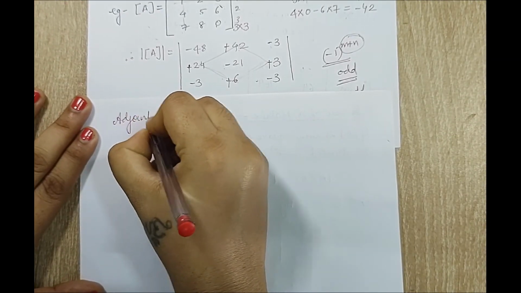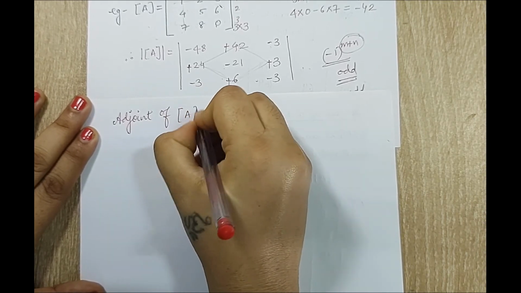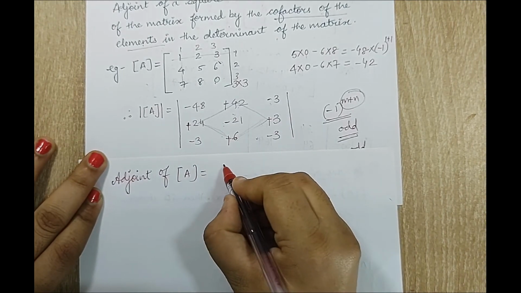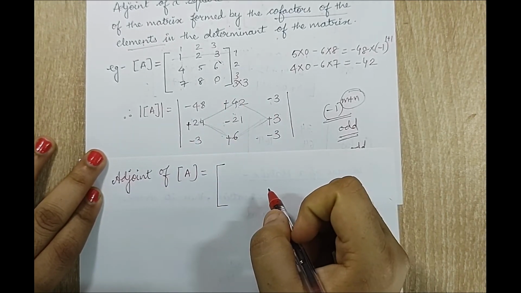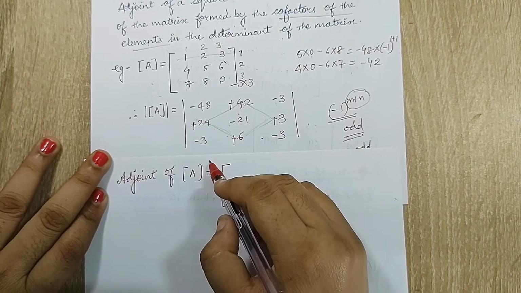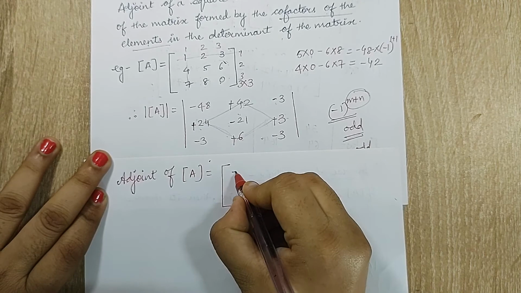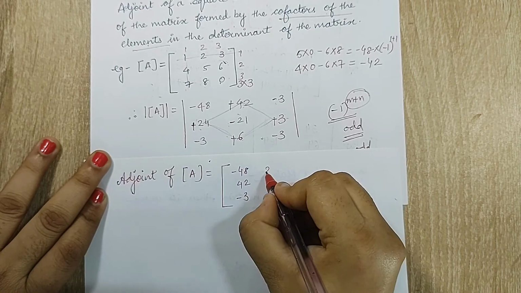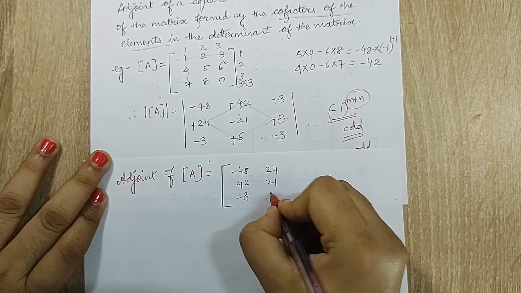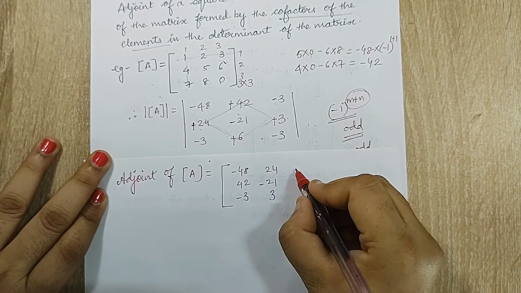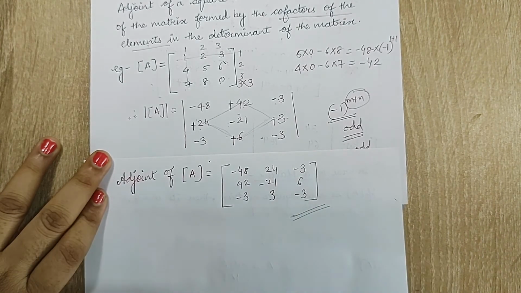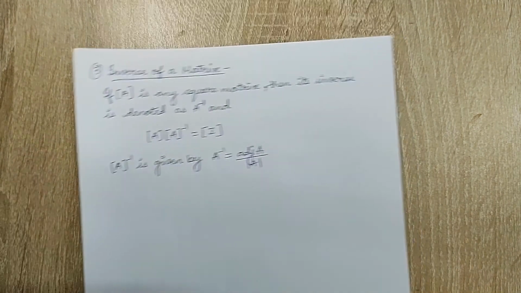Next I am going to write down directly the adjoint of matrix A. The adjoint of this matrix A can be written from here by simply finding the transpose of this matrix. For that I am going to convert the rows to columns and the columns into rows. So this minus 48, 42 will come as a column value and minus 3 will be placed here. Next 24 shifts here, 21 is here and 3 at this position. And last I have minus 3, 6, minus 3. So this is the adjoint of this matrix A which I have found.